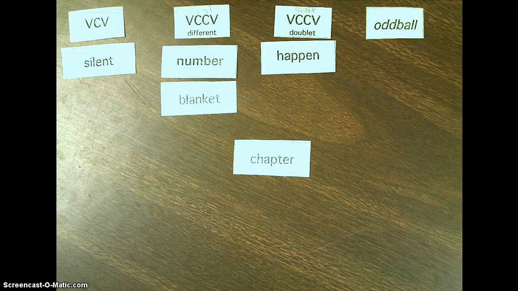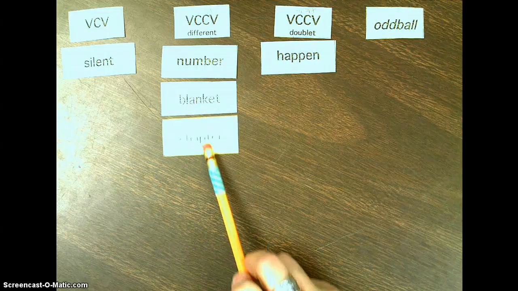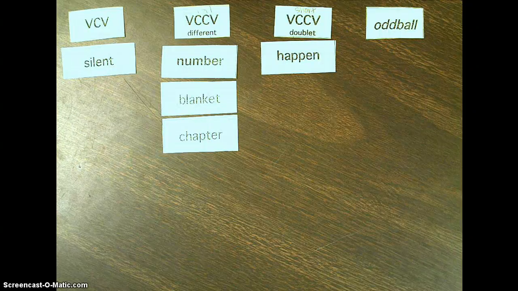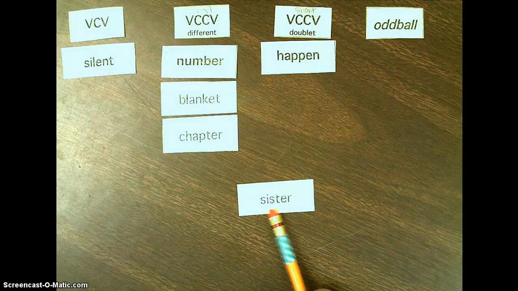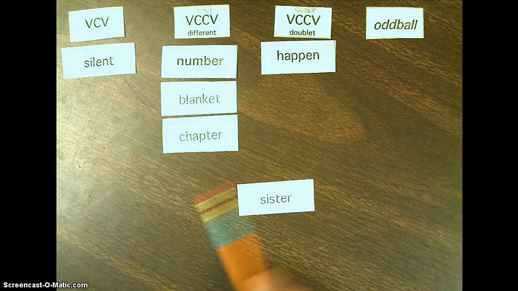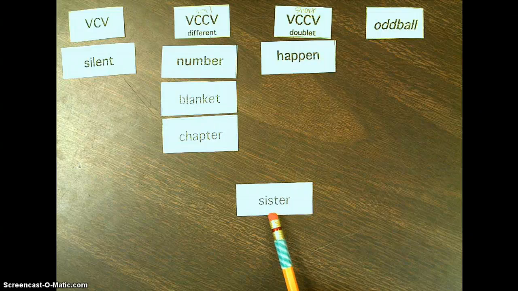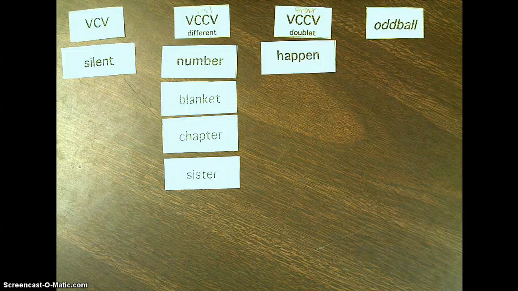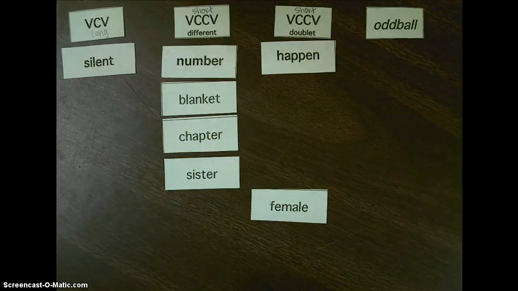What about the word chapter? I don't see two of the same consonants, so I'm going to put that in the different category. What about sister? Vowel, consonant, consonant, vowel, so I know it's in one of these two categories. And there's no doublet. The consonants are different, S and T, so that's going to go under this one right here. What about the word female? I see vowel, consonant, vowel. So this is going to be a VCV word.